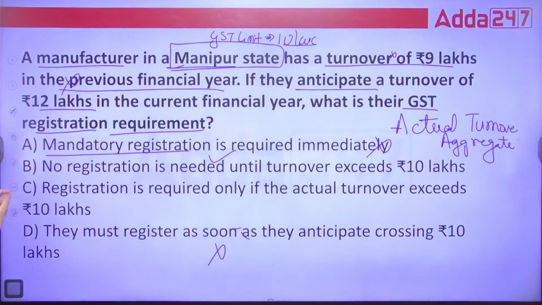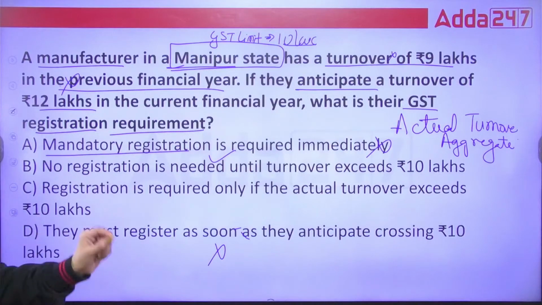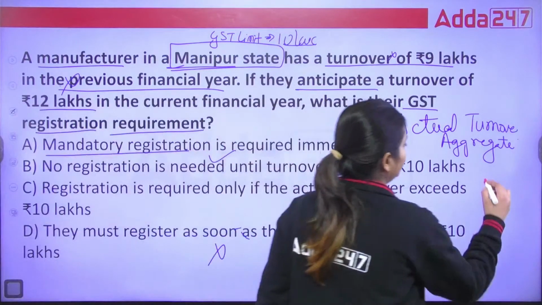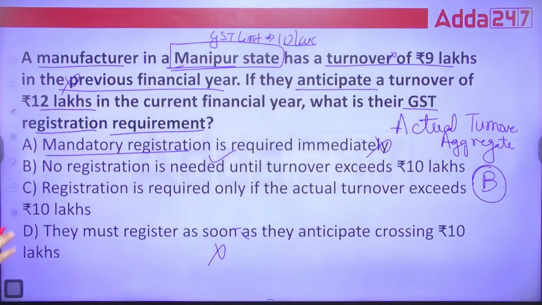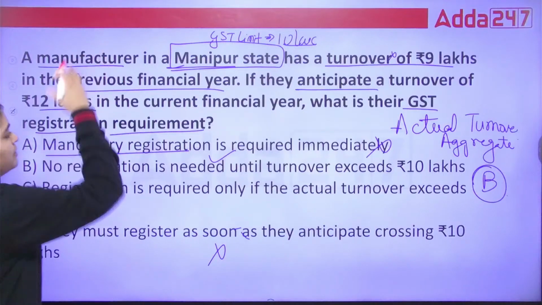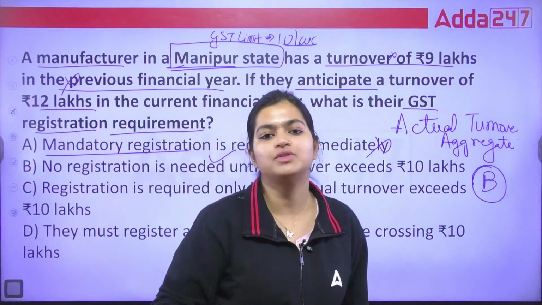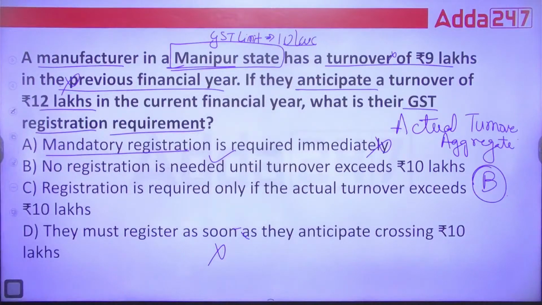Though your C and D are also correct, the most appropriate answer to this particular question is B. We need to find the most appropriate one. The others are supporting. But for this particular manufacturer, what is the current GST eligibility? That is what we need to tell in this. Chaliye.